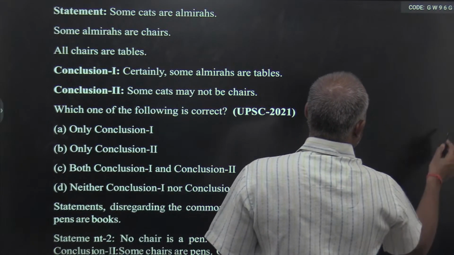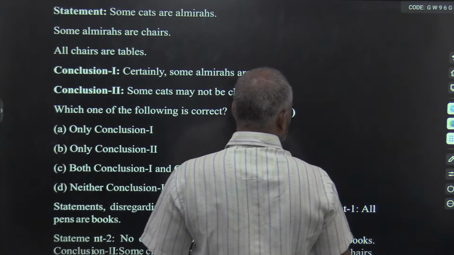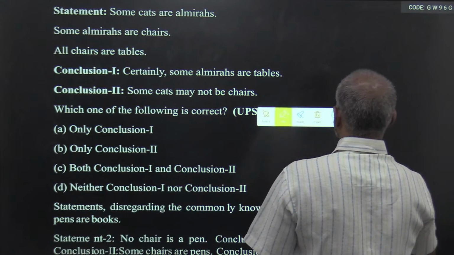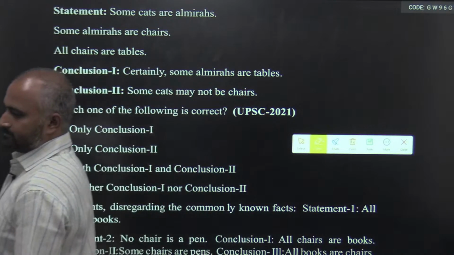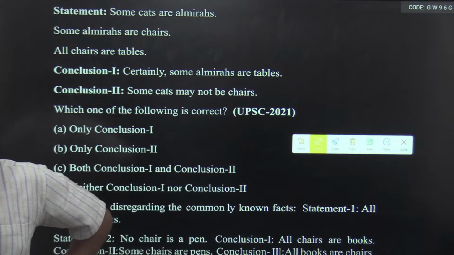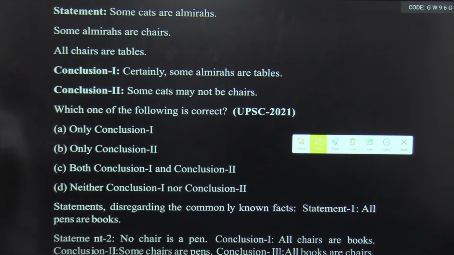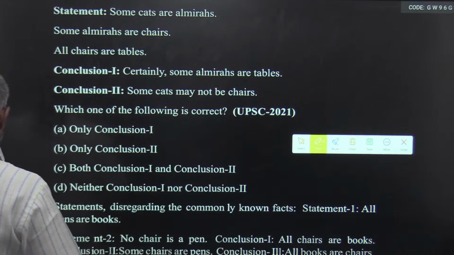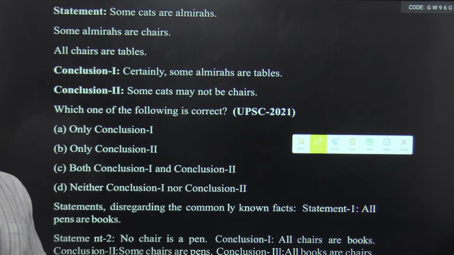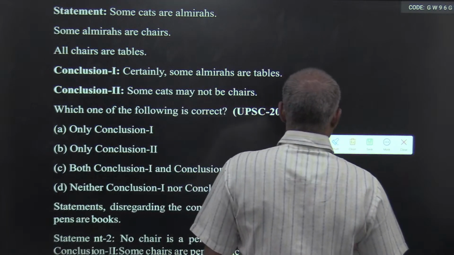Solve this. I hope you have solved this.